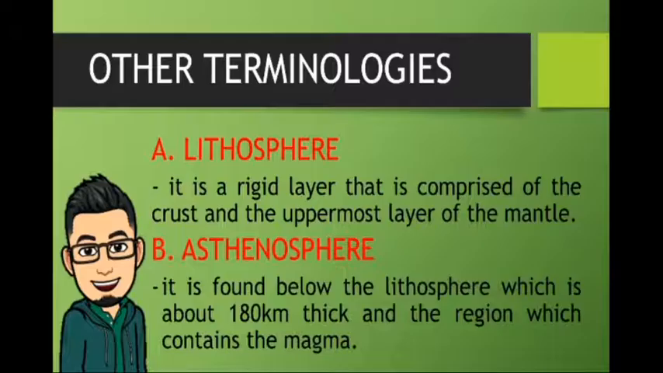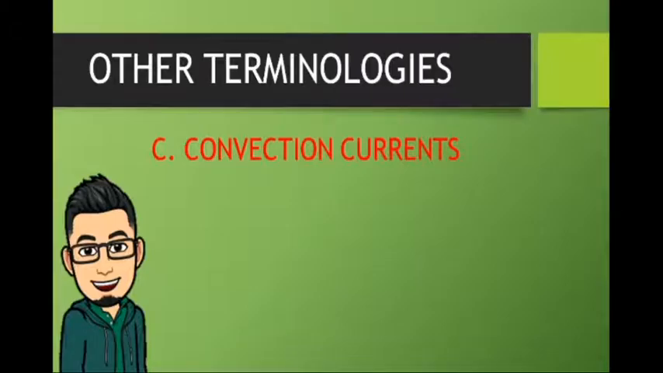So asthenosphere is found below the lithosphere, which is about 180 kilometers thick, and the region which contains the magma. Third and the last is the convection currents.